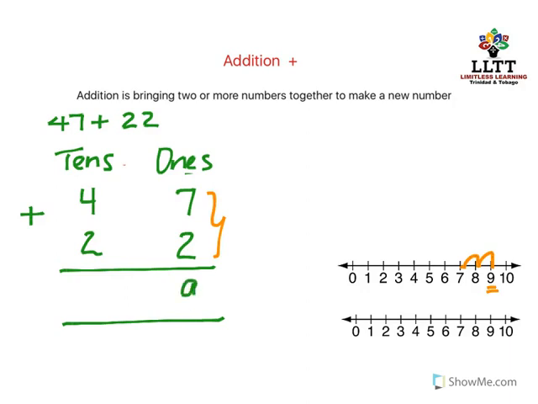So I come here and I write 9. Then I'm going to work on my tens. I have to add 4 and 2. So I'm going to start at 4 and I'm going to add 2. So I have to move 2 to the right. That's 1, 2. So I end up at 6. So 4 plus 2 is going to be 6. So 47 plus 22 is 69.